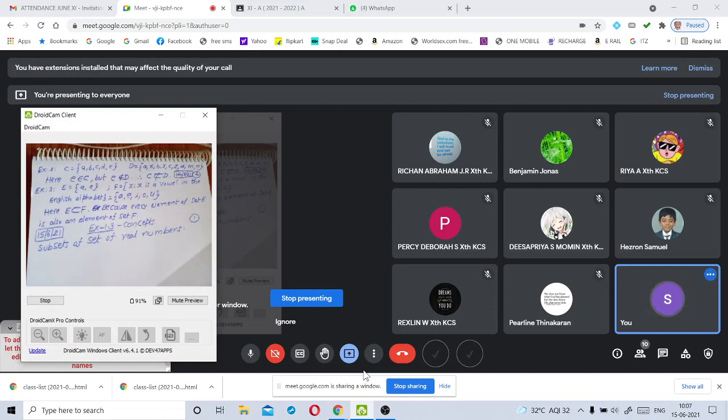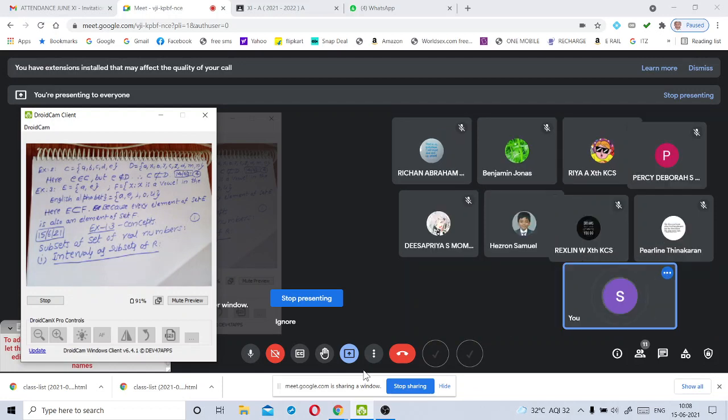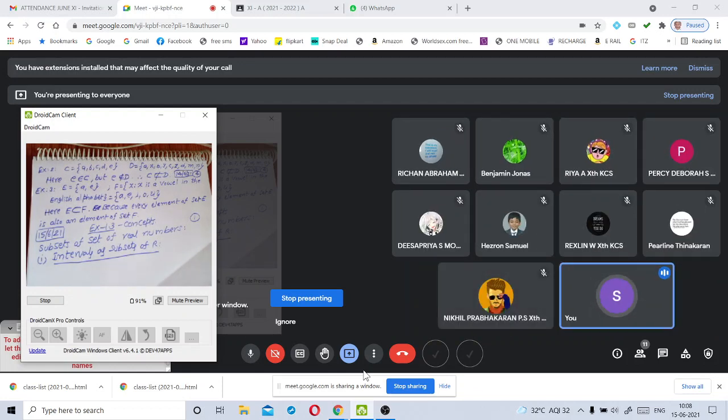now we define subsets of real numbers as intervals. We use interval notation. There are different types of intervals. These are considered as subsets of real numbers. Okay.